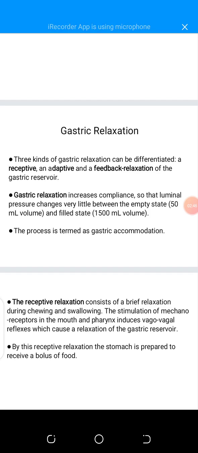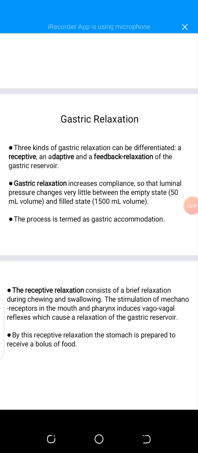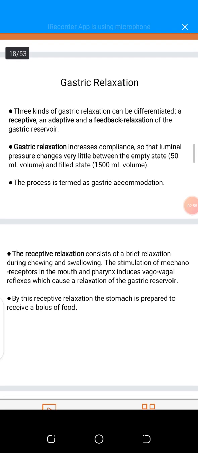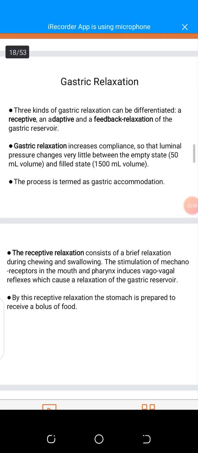Three kinds of gastric relaxation have been differentiated. They are receptive, adaptive, and feedback relaxation. 1, receptive; 2, adaptive; and last but not least, feedback relaxation of the gastric reservoir. Just like I said earlier, the purpose, the function of the gastric relaxation is to help the stomach to accommodate, to store the meal.